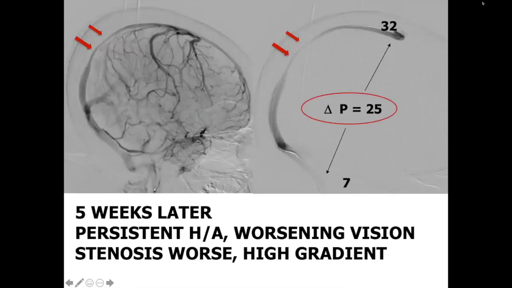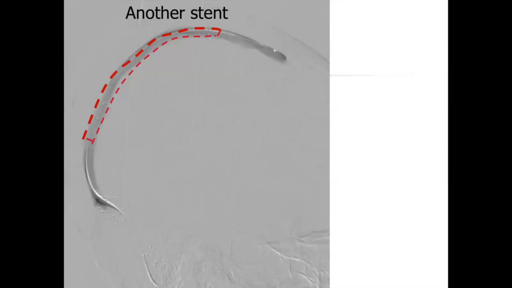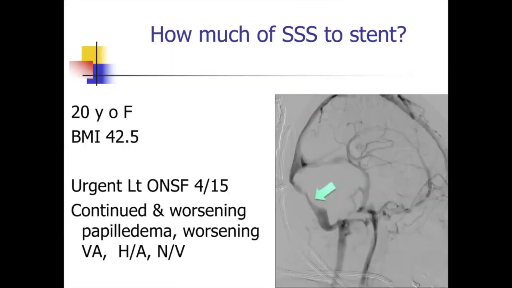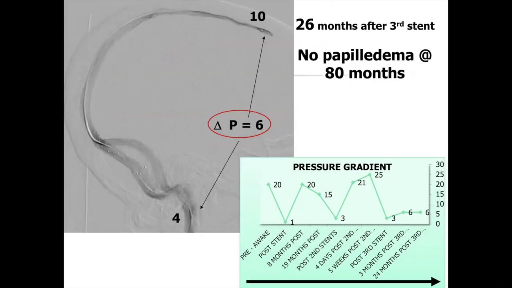So I thought maybe that's going to go away on its own. It didn't. Here she is 5 weeks later. It's tighter, the gradient's higher. So I put in another stent. And there, the gradient dropped to 6. And 26 months later, you see the gradient is still 6, and she has no papilledema at 80 months.